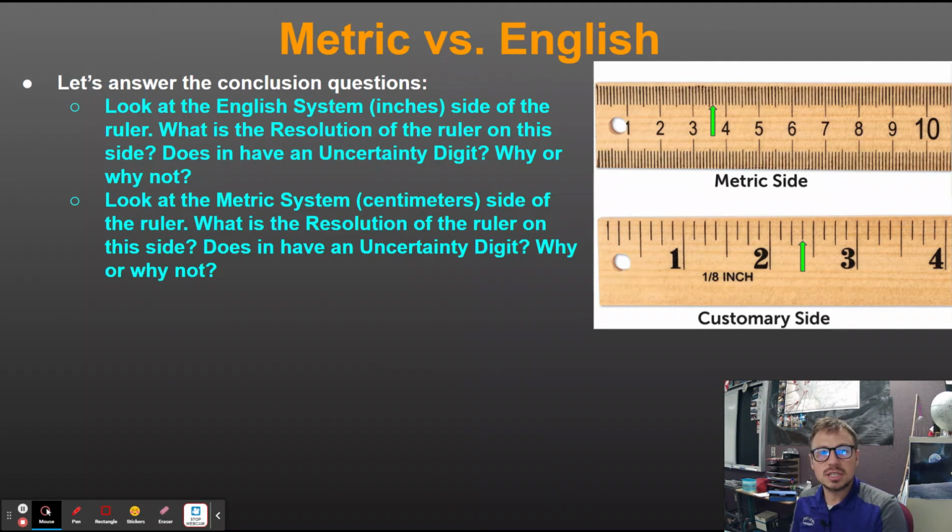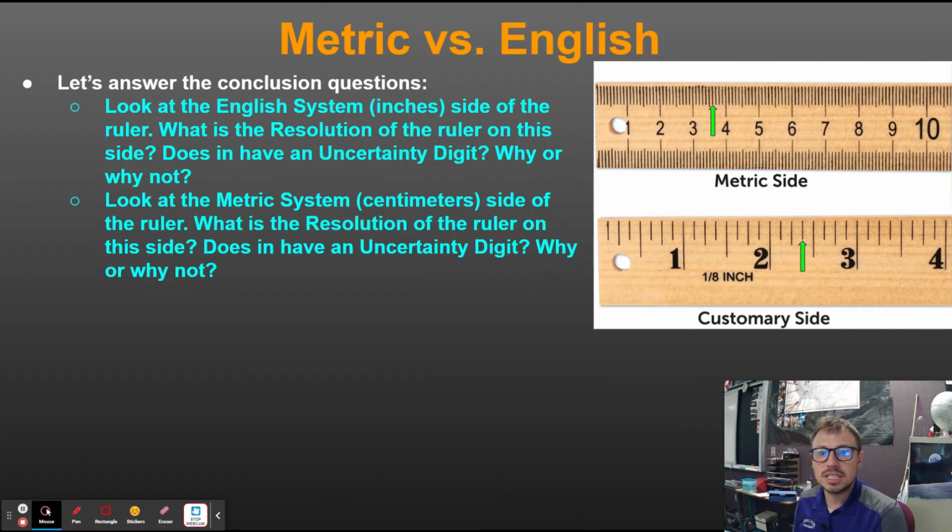Now let's look at the metric system, that top one, the centimeter side of the ruler. What's the resolution of the ruler on this side? Does it have an uncertainty digit? Well, the resolution, let's take a look at each one of those individual dash marks. Each one of those little marks is going to be 1/10 of a centimeter, or 1/1000th of a meter.